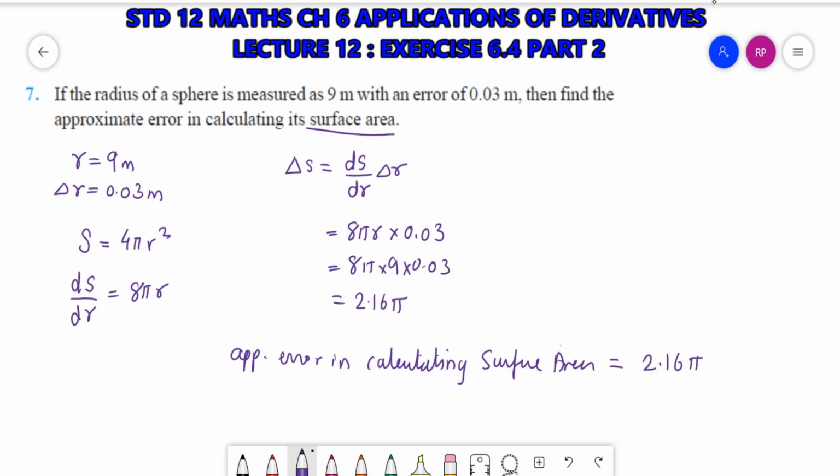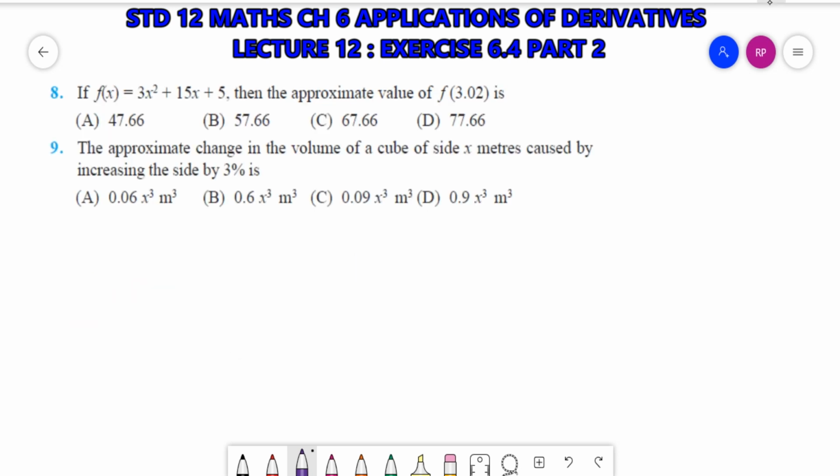Now let's move to the next question. Question number 8 and 9 both are MCQ. In question number 8 it is given f(x) equal to 3x square plus 15x plus 5. You have to find out the value of f of 3.02. f(x) equal to 3x square plus 15x plus 5. f dash x is 6x plus 15.